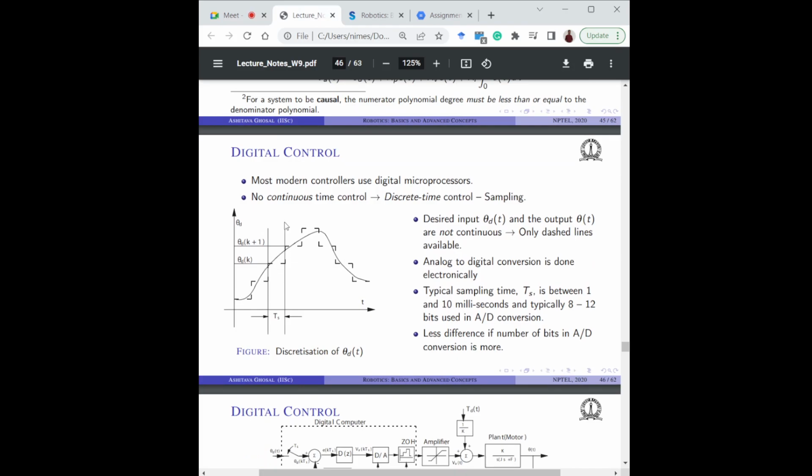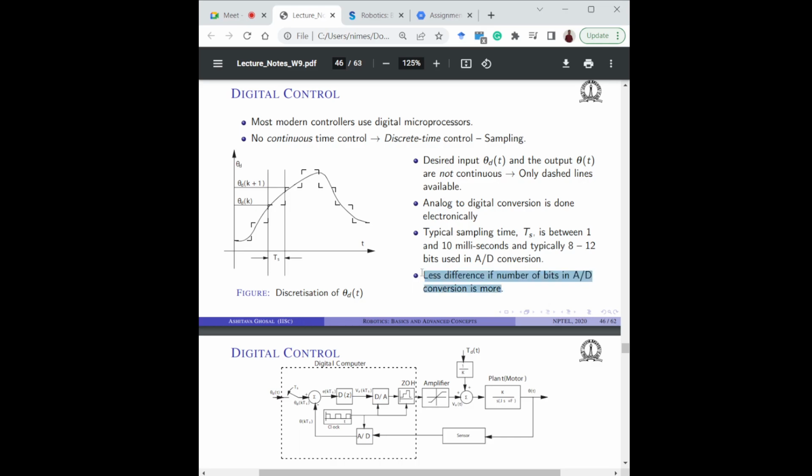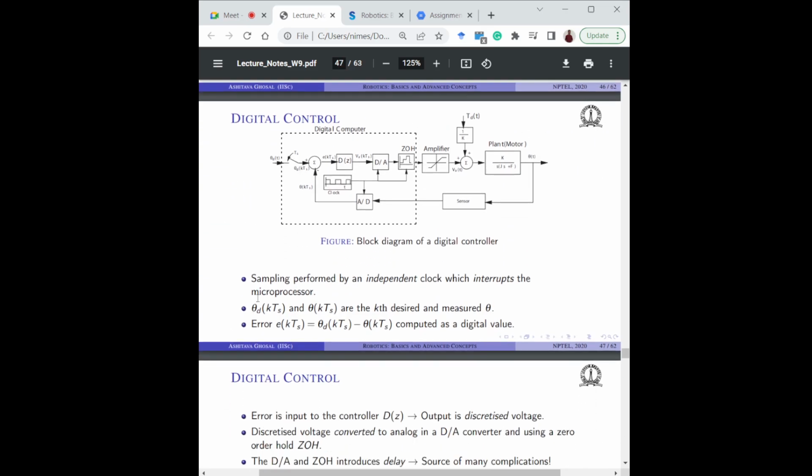Okay, and then there is the concept of digital control, because almost all of the control today is done using digital computers. Digital computers do not work on continuous signals. They work on discrete signals. In this image you can also see that there are significant variations when you compare your discrete signal to the continuous signal. And this digital to analog, or vice versa, analog to digital conversion is done electronically, and that introduces delay, and that changes everything.